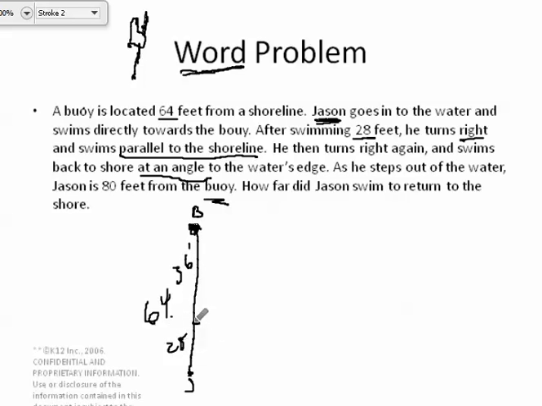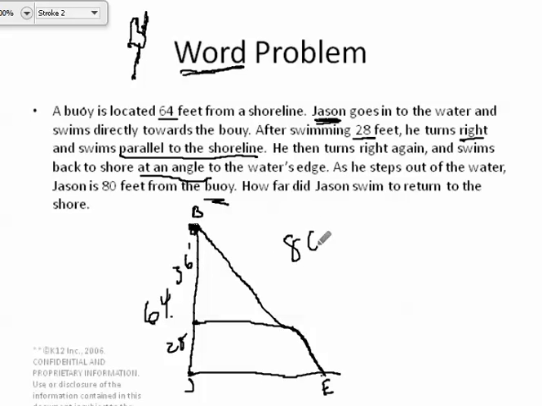When he gets to here, he turns right and he swims parallel to the shore. Well, we need to make certain that we draw the shore in here too. Okay? So we got the shore like that. And we get him going this way. And then he turns right again. It didn't tell you how far he swam, he just turns right again. And he comes at an angle back down here to the shore. And he exits right there. But when he exits, the distance from the buoy to where he is is 80 feet.